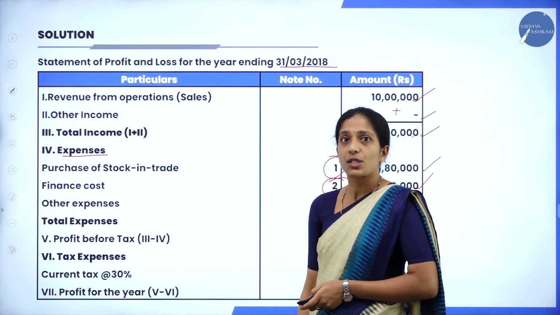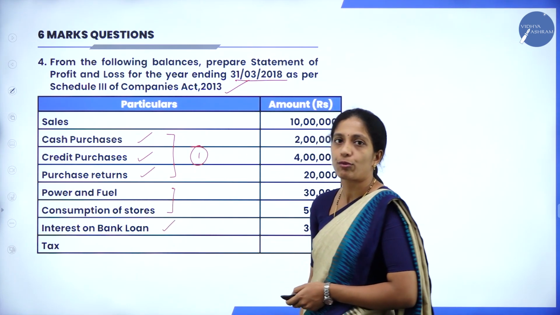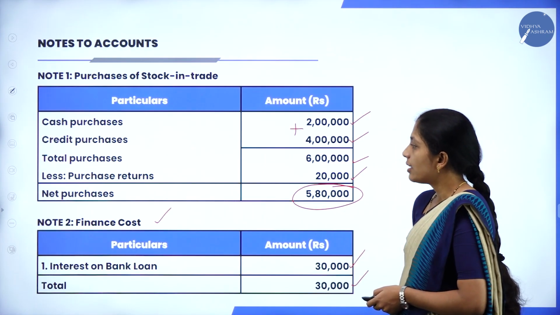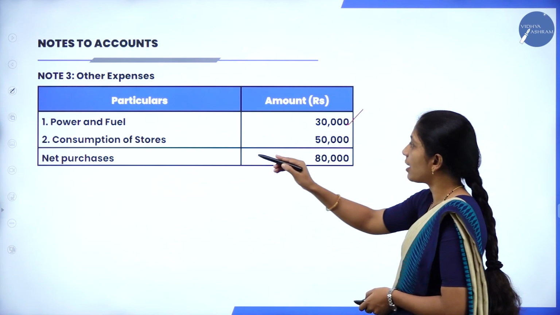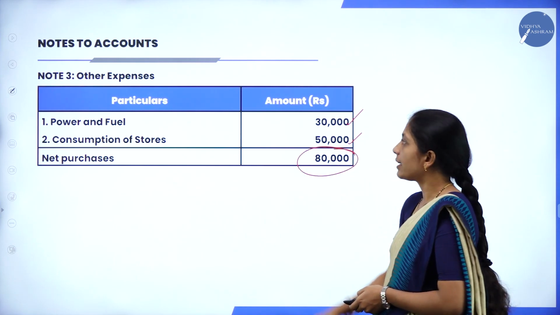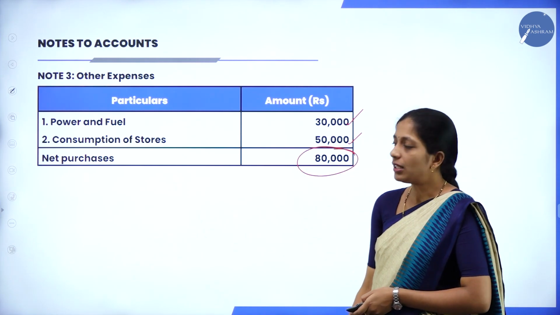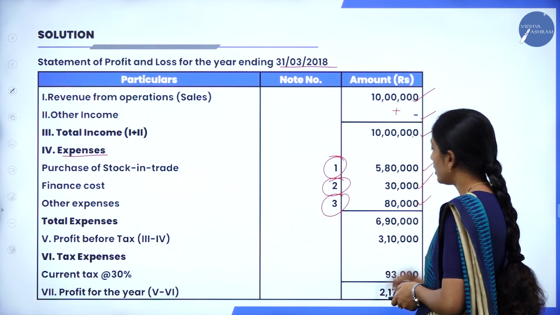Other expenses will be at the end. Other expenses are power and fuel, consumption of stores. So note number 3, other expenses: power and fuel 30,000, consumption of stores 50,000, and the total is 80,000. So this is note number 3, and you have to show note number 3, 80,000.